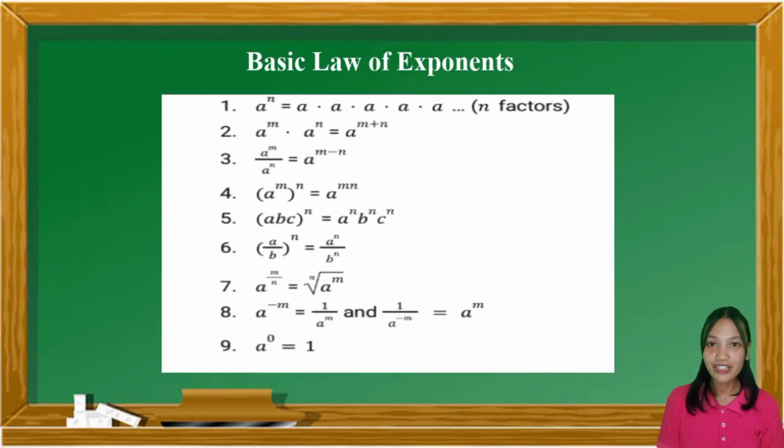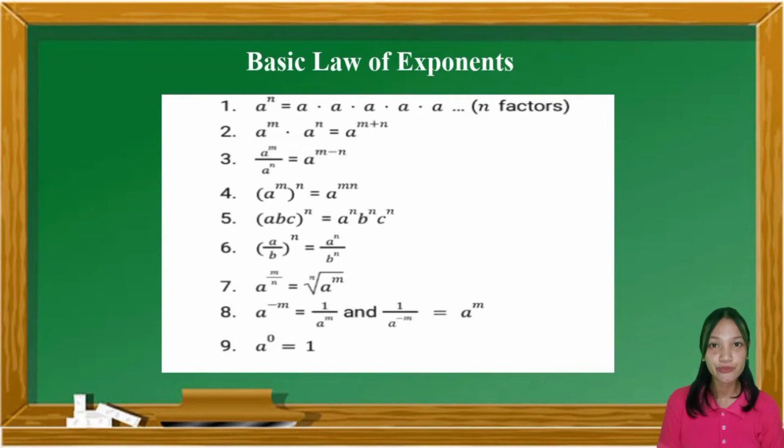First, any base, as an example base a raised to the exponent n, is equal to the product of the base itself n times. So, for example, 5^2 is equal to 5 times 5. 5 times 5 is equal to 25. Meaning, 5 raised to the power of 2 is equal to 25.